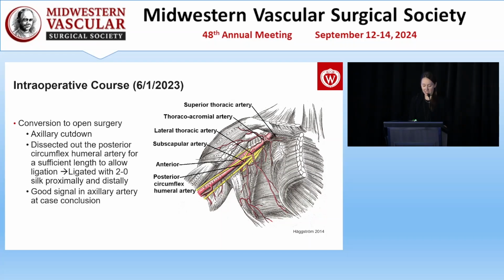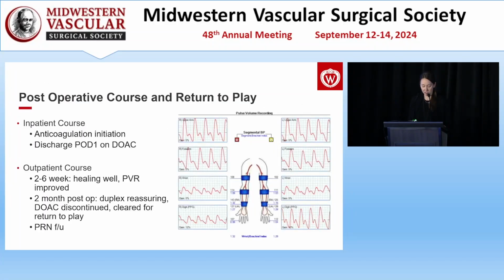We performed an axillary cut down within the anterior axilla at the inferior border of the pec major. We identified the axillary neurovascular bundle and dissected out the posterior circumflex humeral artery for sufficient length to allow ligation, which was performed with a silk proximally and distally. A good signal was noted in the axillary artery at case conclusion, and she had a palpable radial pulse. She was discharged on postoperative day 1 on a DOAC, with plan to return to clinic serially for evaluation over the next 2 months. Her WBI and postoperative duplex were reassuring, with intact motor and sensory function and no concerns for digit ischemia on exam or WBI. At the 2-month mark, she was cleared for return to play after 48 hours off of apixaban.